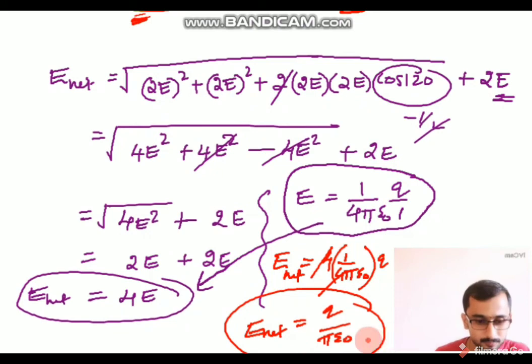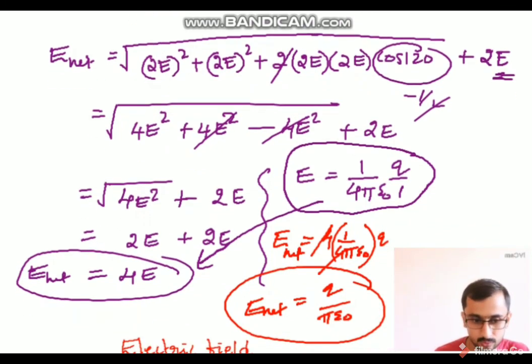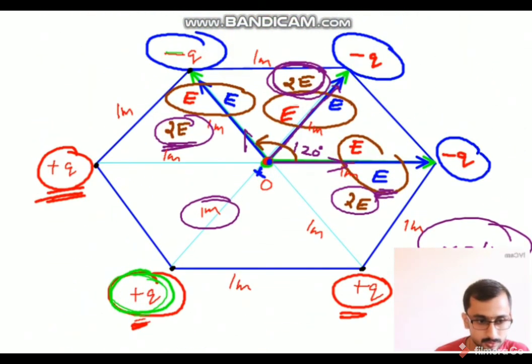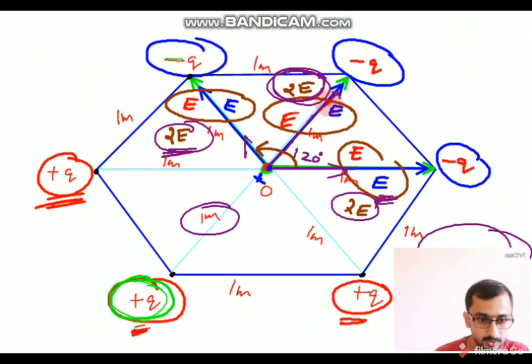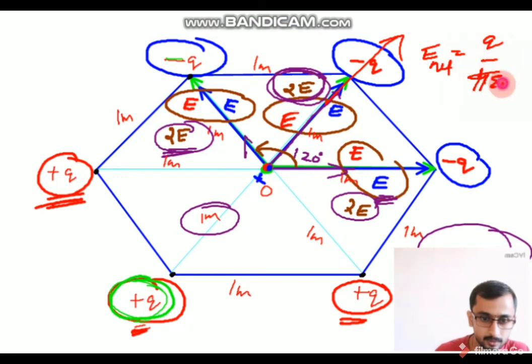I hope it is clear, right? So q by pi epsilon naught. So the net electric field along this direction is E net equal to q by pi epsilon naught.